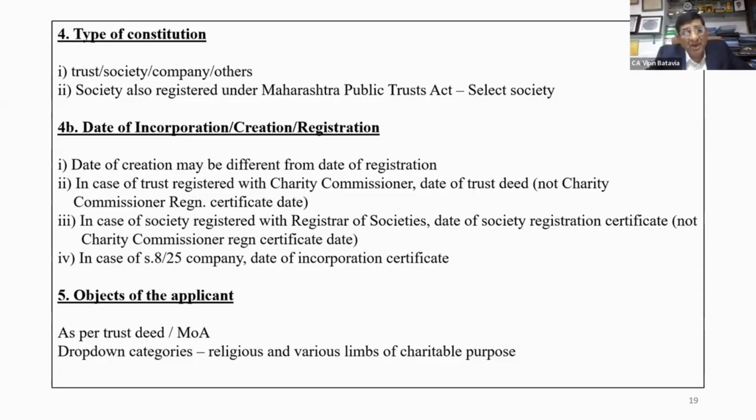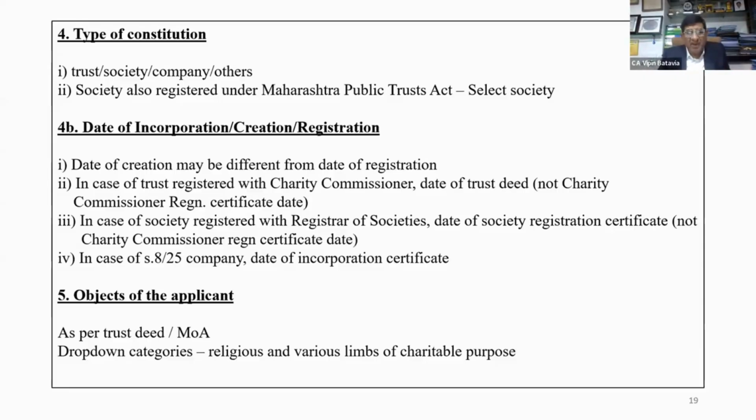See, the date of creation may be different from the date of registration. You may register late, you may not register, that's a different thing. But in case of a trust registered with the charity commissioner, the date of the trust deed will be the date on which the trust is created, because the property is handed over to the trustees and the trust is formally created or incorporated on the date of the trust deed, the day on which it is executed. The second is society. For a society, it is the date of registration as a society. Thereafter, it may also be registered under the Public Trust Act.